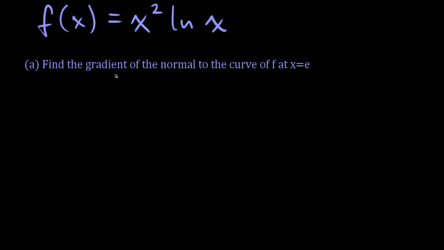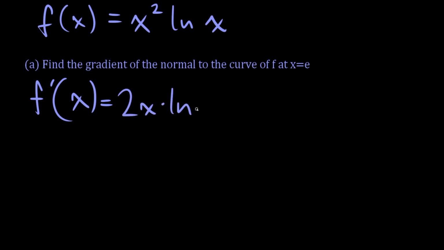So the first question here, for this given function, they want you to find the gradient of the normal to the curve at this point, x equals e. So to start off, we're going to find the gradient of the curve before finding the gradient of the normal. So we need to find our derivative function. We're going to be using the product rule.